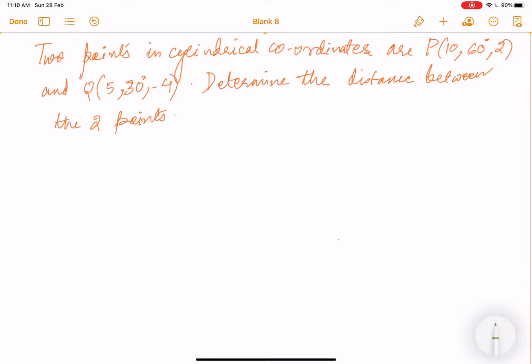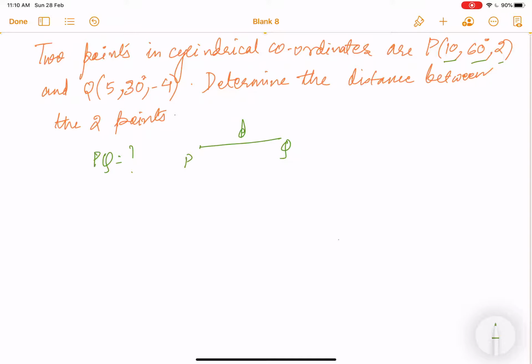Two points in cylindrical coordinates are given: P is (10, 60 degrees, 2) and Q is (5, 30 degrees, -4). Find the distance between the two points. That is, we have to find PQ. P and Q are two points and we have to find the distance between them. So how do we find it?